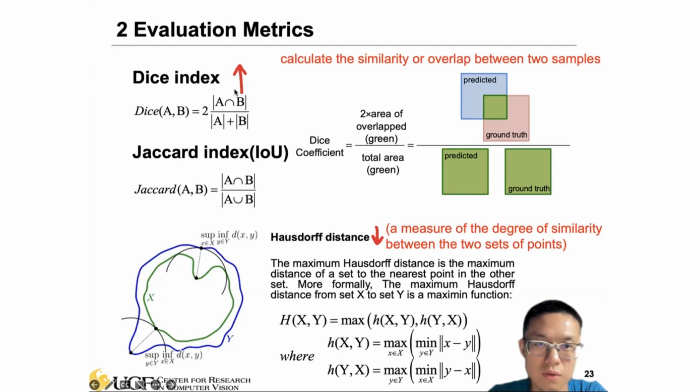But for the DICE score, we have the up arrow indicating the higher, the better. But for the Hausdorff distance, the lower, the better. Okay, so these are the two common evaluation metrics you will see for medical image segmentation. A lot of the time they use these two as an indicator to evaluate how good the segmentation algorithm is. Okay.